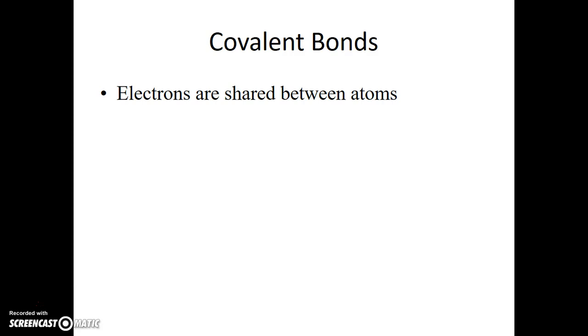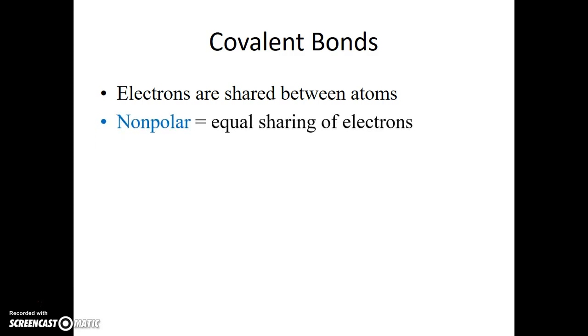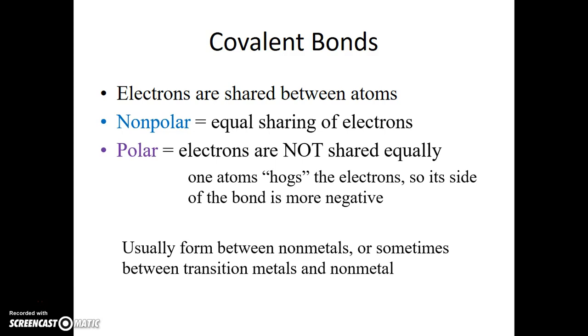Covalent bonds, again, involve the sharing of electrons. There's equal sharing and unequal sharing in terms of elements and their valence electrons. When the electrons are shared equally between the two atoms, it's known as a non-polar bond, because poles, like north-south or positive-negative on a magnet, are opposites. So non-polar means no poles. When electrons are shared equally, there is no difference in charge between the two sides of the bond.